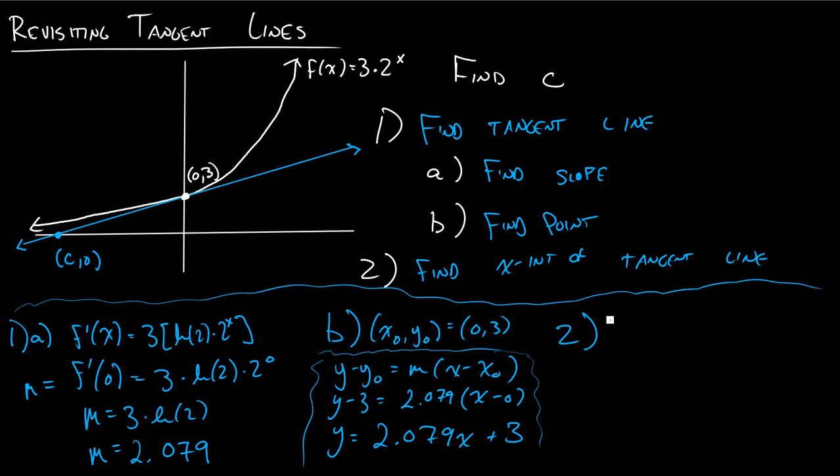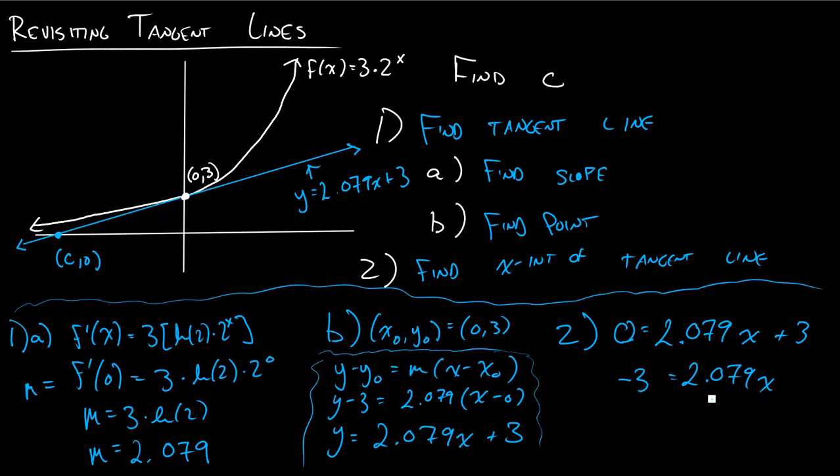Finally, let's find the x-intercept of this tangent line. So this is the line that I wrote here. This is the equation for that line. So y equals 2.079 x plus 3. So to find out the x-intercept, we just want to know what x is when y is equal to 0. So we'll set y equal to 0, and then we'll solve for x. So 0 is equal to 2.079x plus 3. So to solve for x, we'll have negative 3 equals 2.079x, and then to get x, we'll divide each side by 2.079.